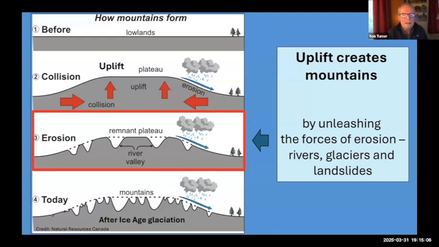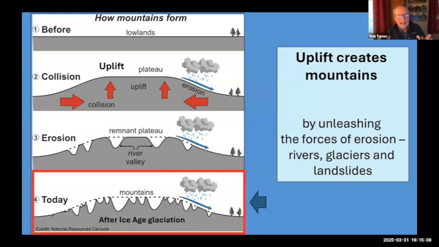However, we here in the Salish Sea region and all the way through British Columbia have had an ice age glaciation, and I'll get to this a little bit later. But that ice age glaciation really deeply eroded the mountains, and there is really very little of the remnant plateau left. But you can see that the tops of peaks really are limited by the height of the original plateau from which they were carved.